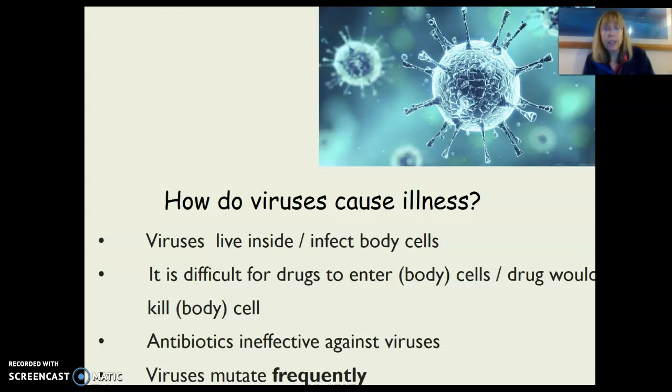Please pause the video and copy these 4 important points down. Well done. Make sure you've got the heading, how do viruses cause illness? And this was a 4-mark question in a recent exam.